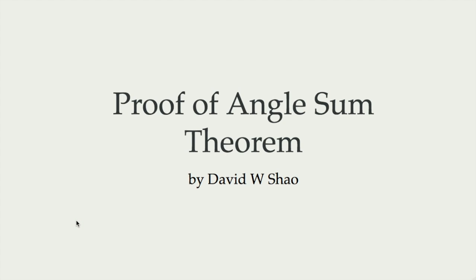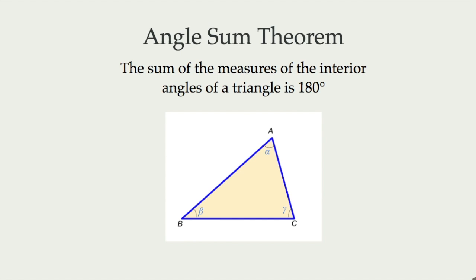Today we're going to prove what is called the angle sum theorem for triangles. So basically, the theorem says the sum of the measures of the interior angles of a triangle is 180 degrees. In this diagram, we have a triangle ABC with interior angles marked as alpha, beta, gamma. The theorem says that the sum of the measures of the triangle's interior angles is 180 degrees. So how are we going to prove that?